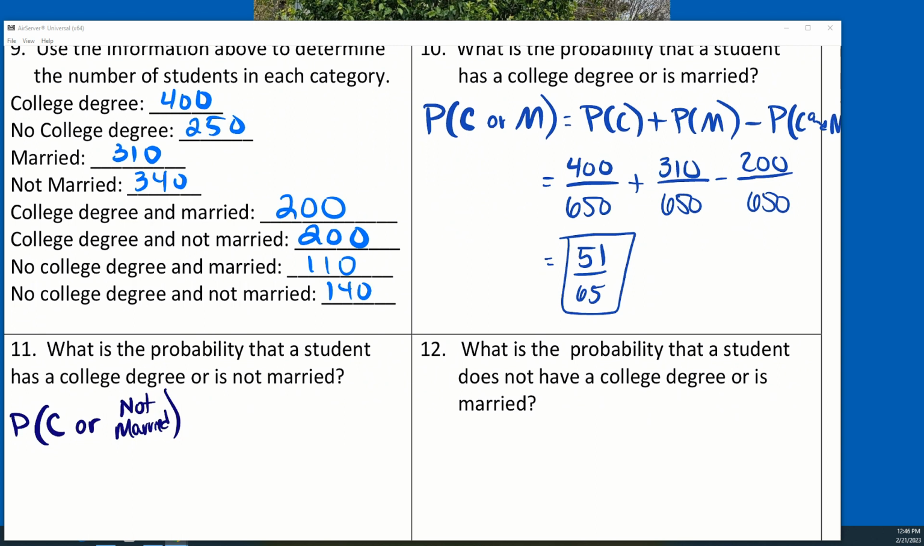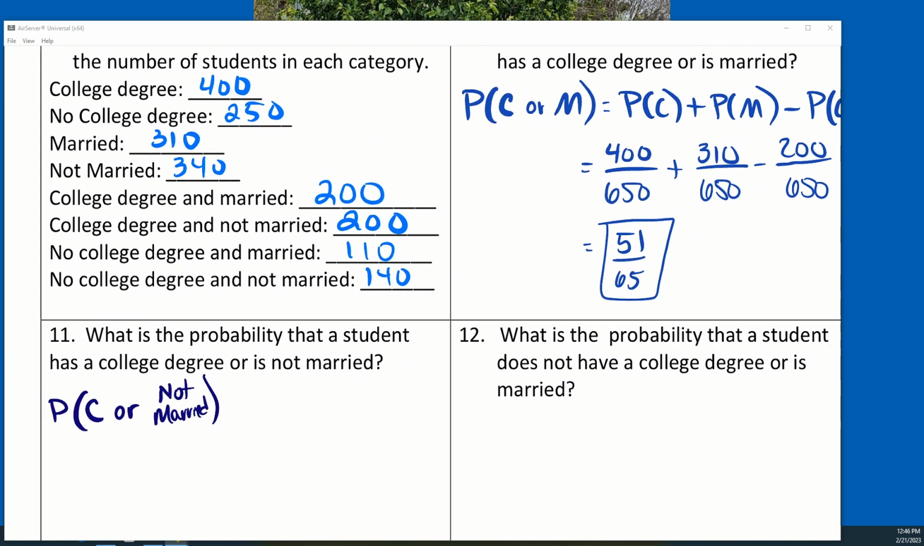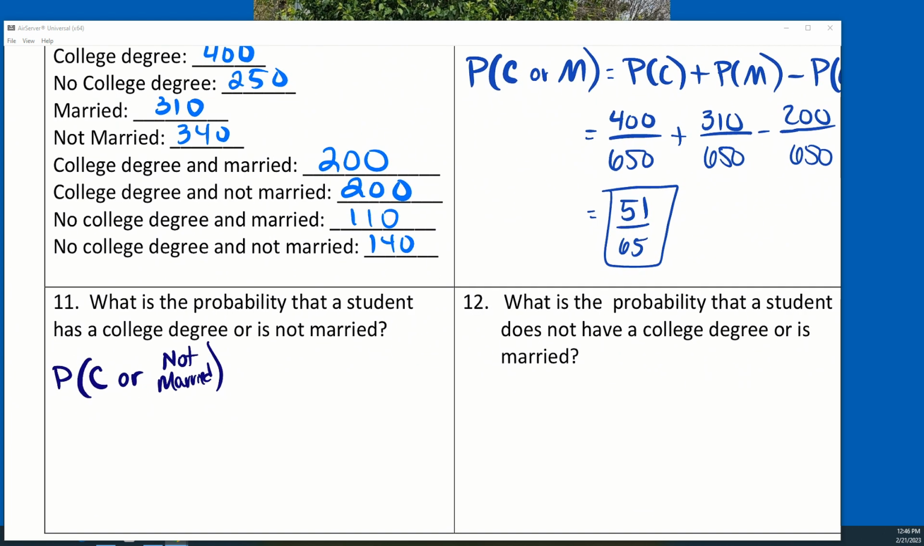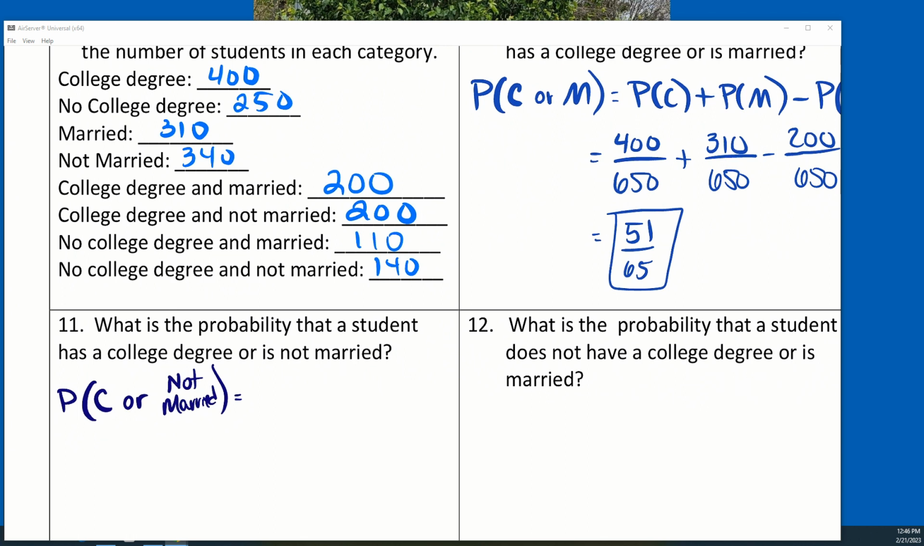Is it going to be kind of long though? If you do 510 over 650, no, I won't count it wrong. But if it's multiple choice, it probably will be reduced, but your calculator can reduce it. I can show you how if you don't know. All right. I would have worded this differently and just said single instead of not married.